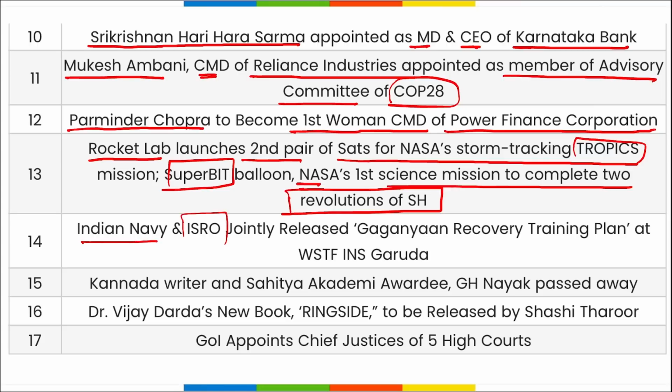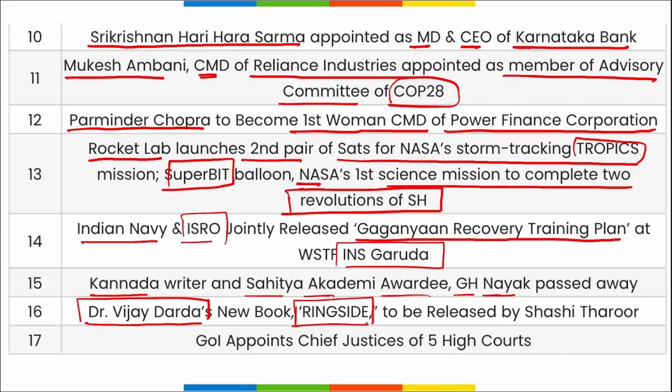Indian Navy and ISRO have jointly released Gaganyaan recovery training plan at INS Garuda. Then Kannada writer and Sahitya Akademi awardee G.H. Nayak passed away. Dr. Vijay Darda's new book Ringside to be released by Shashi Tharoor. Government of India appointed Chief Justices of 5 high courts. So these were your important current affairs for the day, friends.